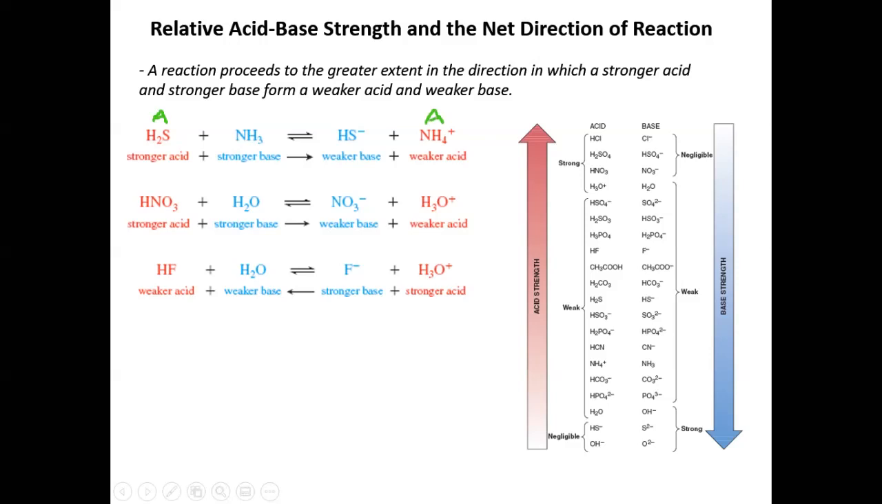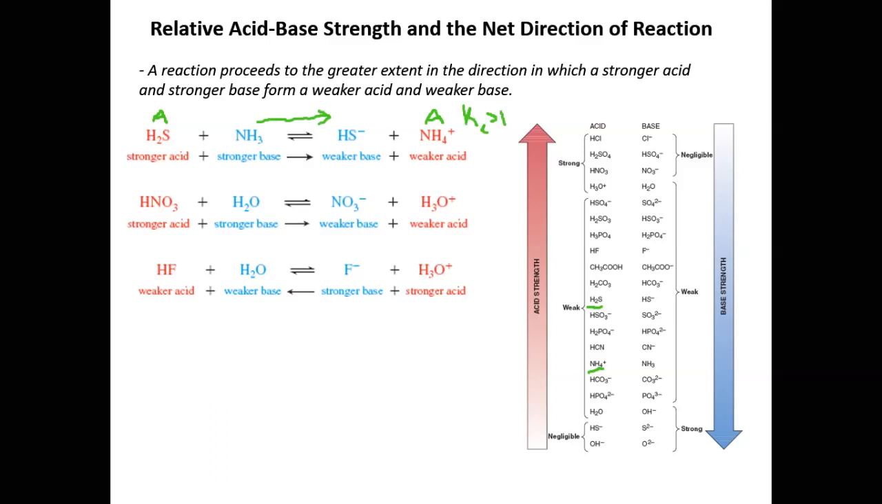So H2S is right here. Look at the diagram. NH4+ is right here. So H2S is a stronger acid than NH4+. Could be multiple number of reasons. One reason could be that sulfur is more polarizable than nitrogen, so it's easier for that hydrogen to be removed. Regardless, the net reaction is going to shift to products. So that means the Kc is going to be greater than 1 because it shifts to the right.